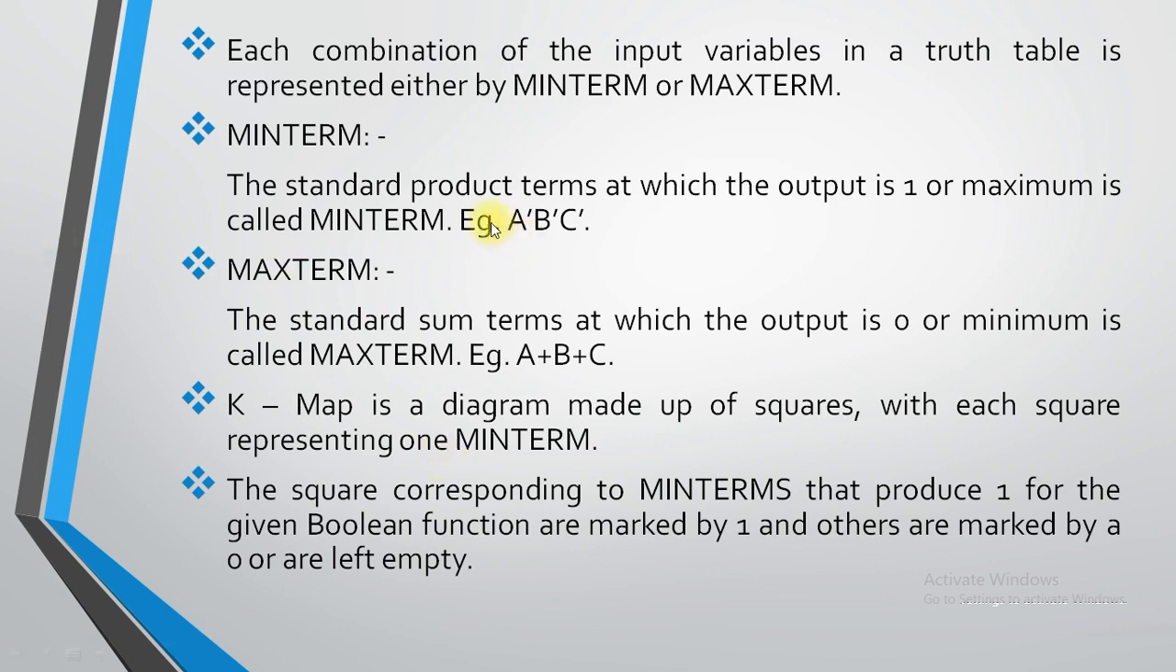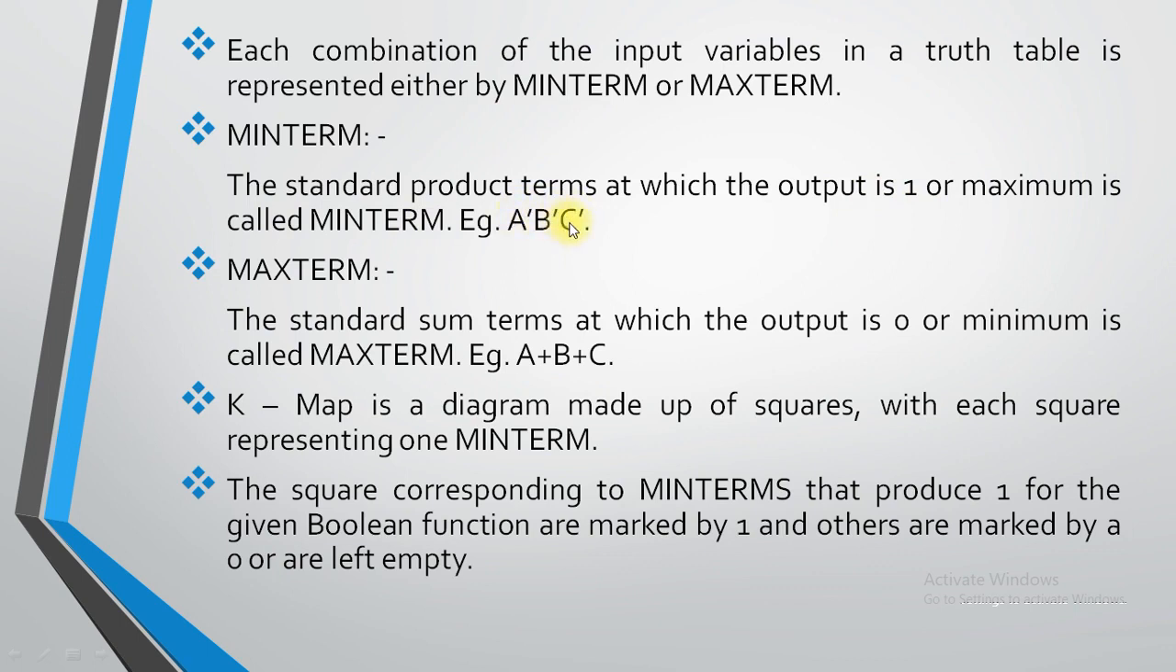Now see the example first. Minterm means what? A dash, B dash, C dash. So you can see that over here we have used the dot operator. Dot is represented by which gate? AND gate, and it is called product also. So the standard product term at which the output is 1 or the maximum is called minterm, which can be represented by A dash, B dash, C dash.